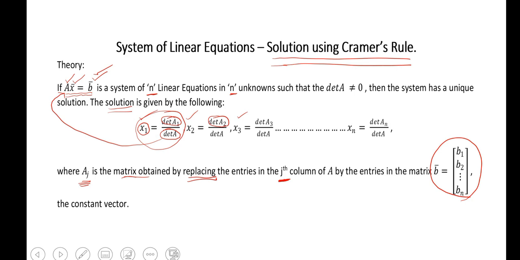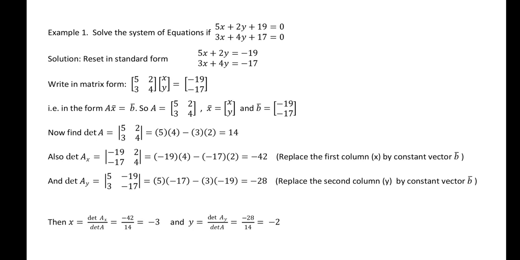Let's look at a 2x2 example, just to show you very quickly how to use Cramer's rule. So solve the system of equations. There are the equations. Here we have two unknowns, x and y, and two equations. Now, firstly, is that in the correct form? No, it isn't. So let's reset by transposing and getting the equations in the correct form. Taking the plus 19 and the plus 17, transposing, I get equation 1 and equation 2, our system of equations.